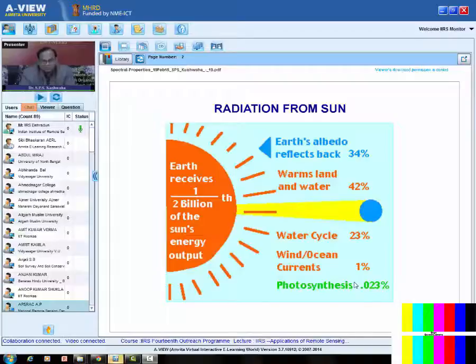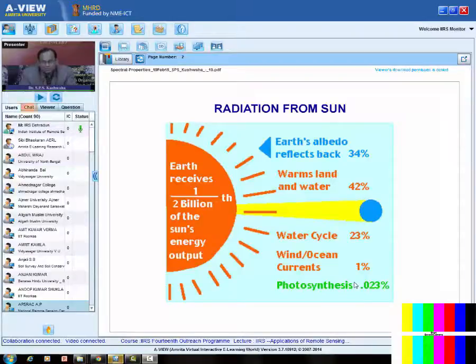So if you think of the total radiation received from the Sun on the planet Earth, 34% is the one which is reflected back. 42% is used for heating the land surface and water, and 23% is actually responsible for this water cycle. Monsoon is part of the hydrological or water cycle, and wind and ocean currents. Tsunami is of course not triggered by the sun, but ocean and wind currents are surely to the tune of about 1% energy spent on them.